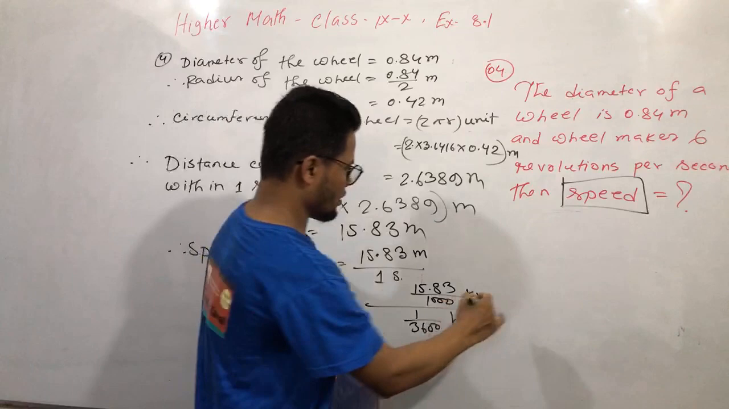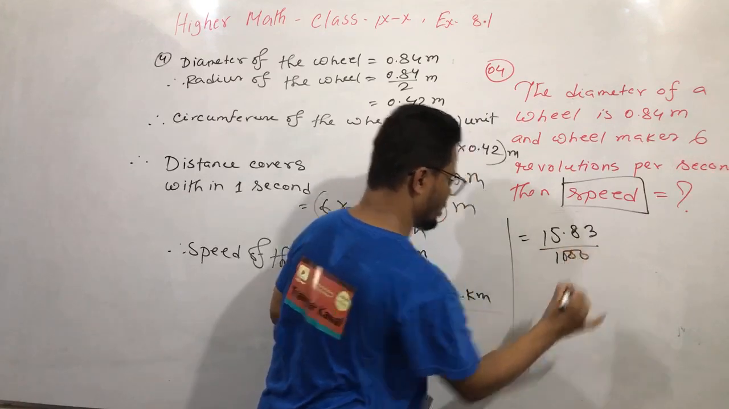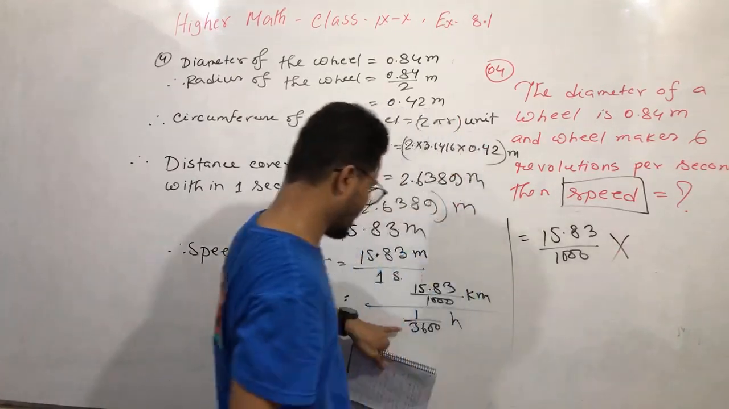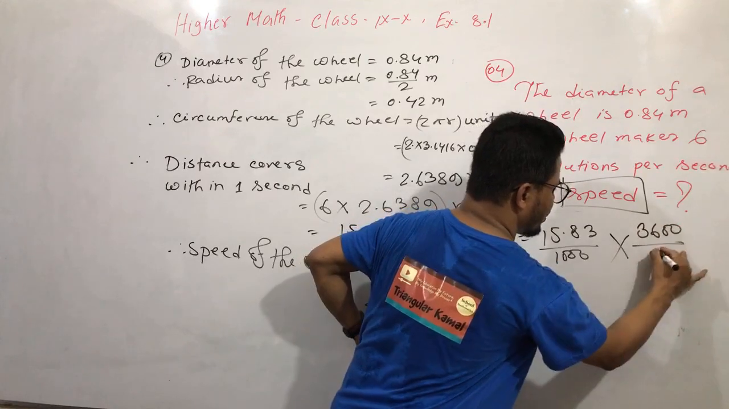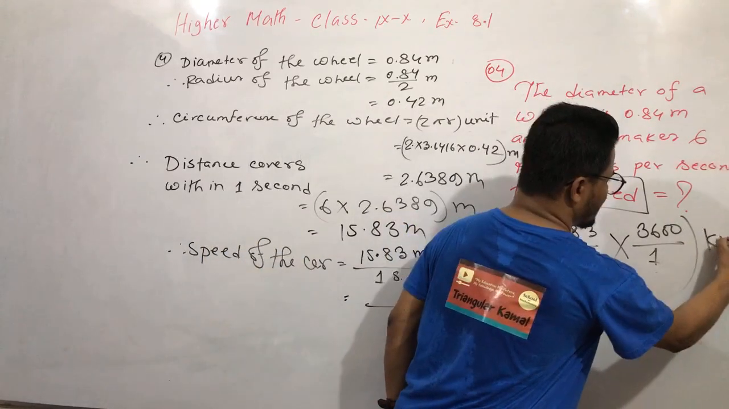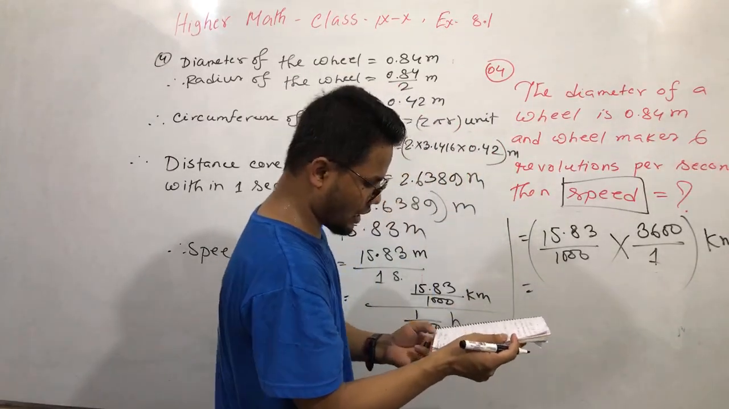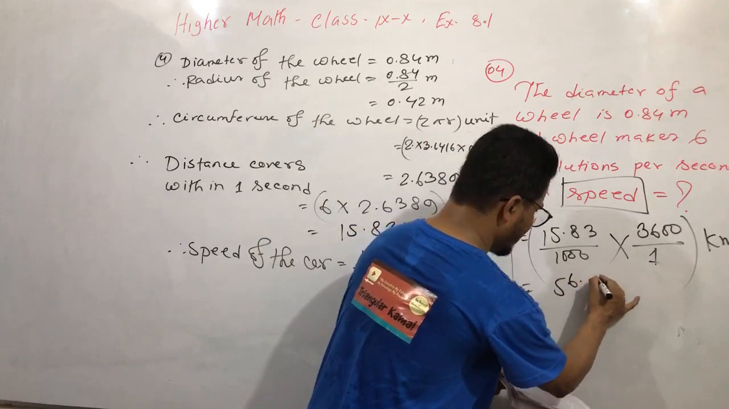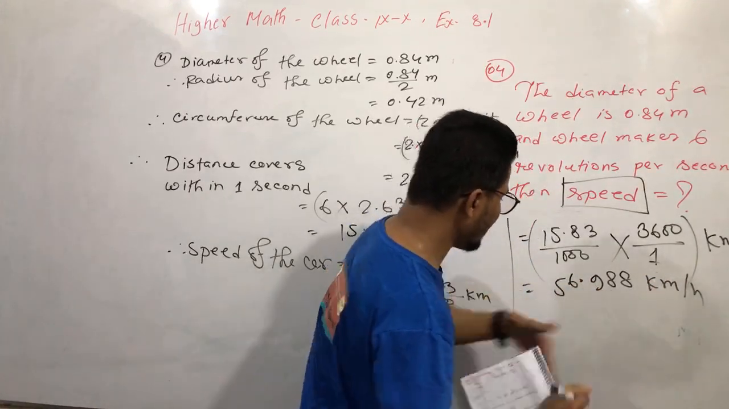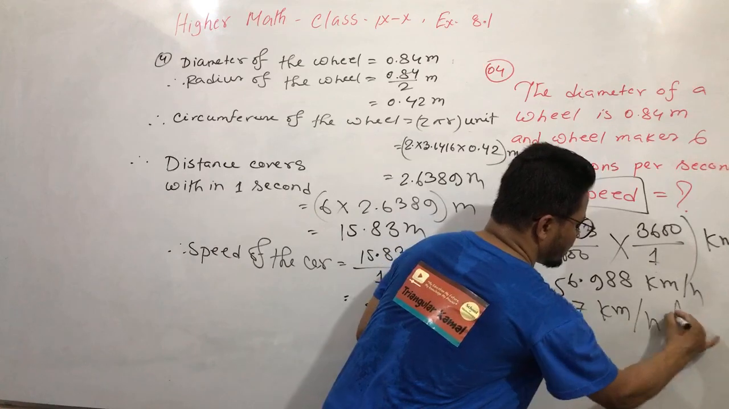You will get 15.83 divided by 1000, and now this is one fraction divided by another fraction, and if we write it as multiplication, then the denominator part will be the numerator and the numerator part will be the denominator, and this one is now kilometers per hour. And now after doing the calculation, we'll get 56.988 kilometers per hour. So approximately you can write 57 kilometers per hour, and this is our final answer.